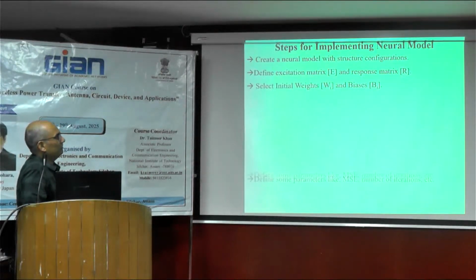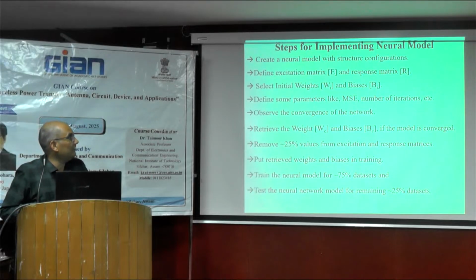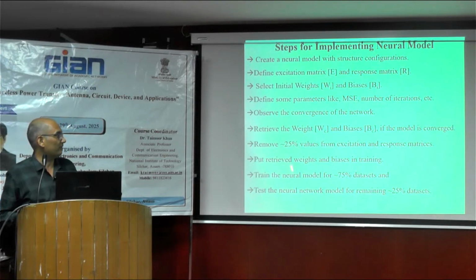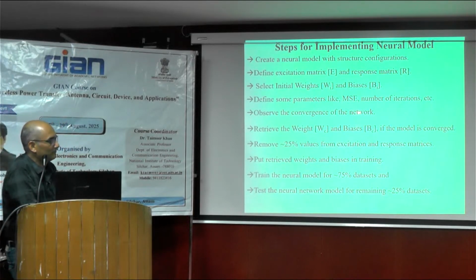Now coming to a few steps, you can just read that one without saying anything. These are the same steps I have discussed in the previous flow diagram. Create a neural network model, define excitation matrices and the response, initial weights and bias values, then define some parameters like mean square error, number of iterations, etc. Observe the convergence of the network, whether it is converging or not. If it is converging, then well and good.